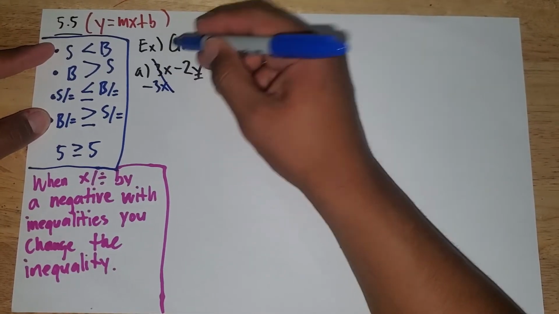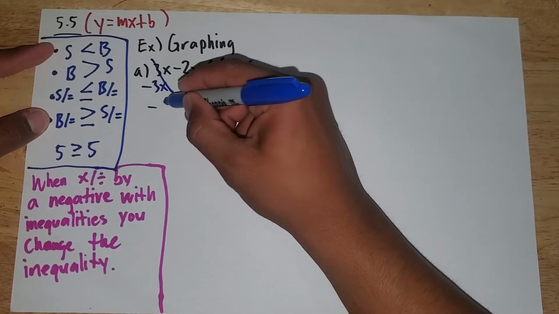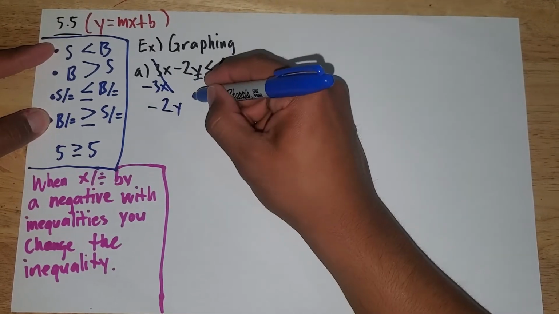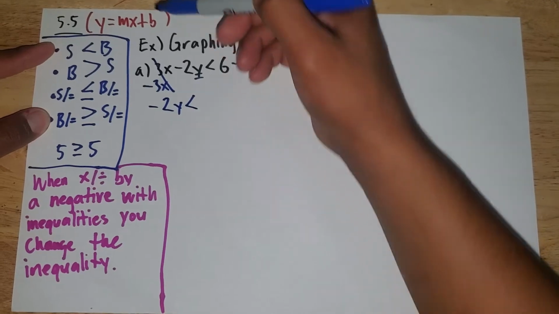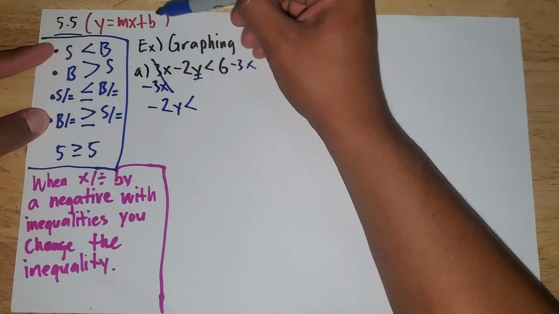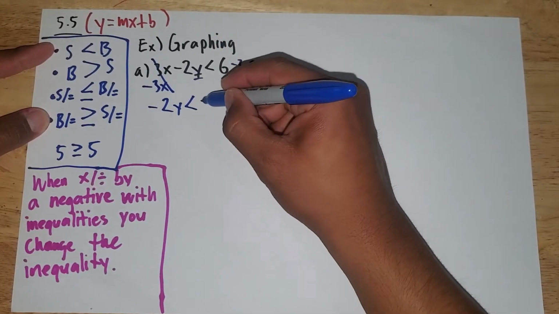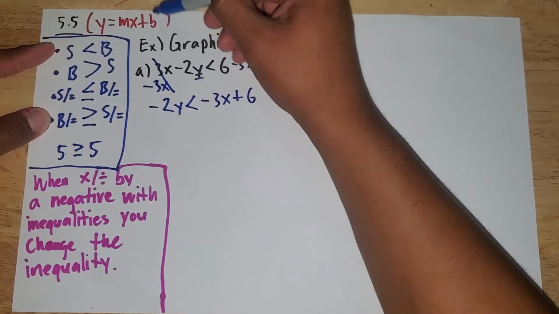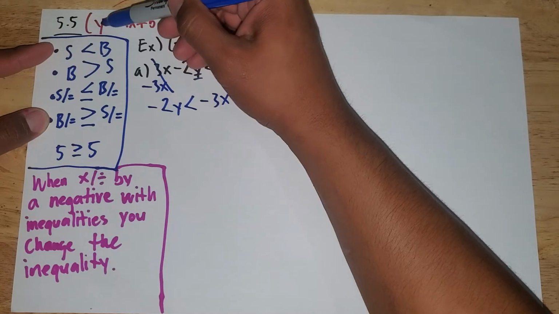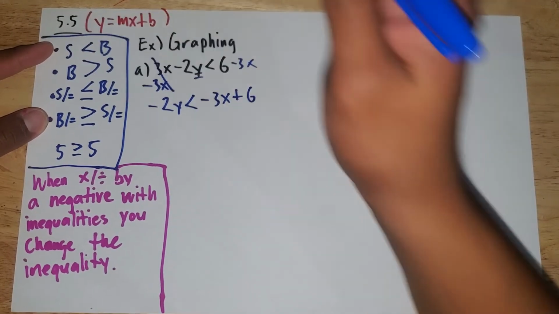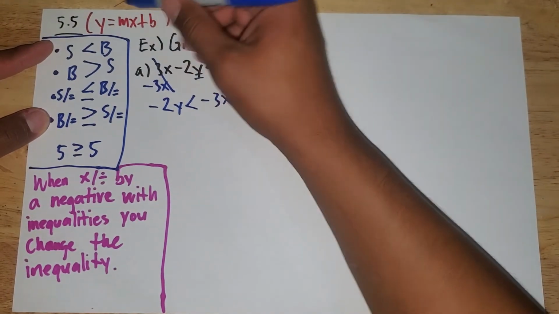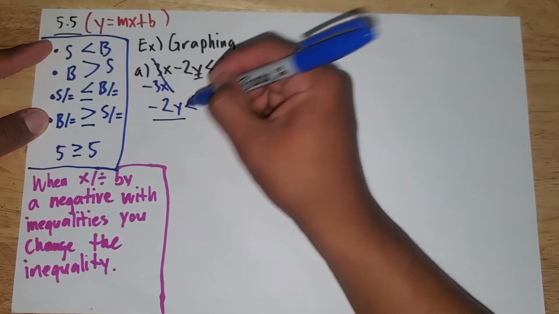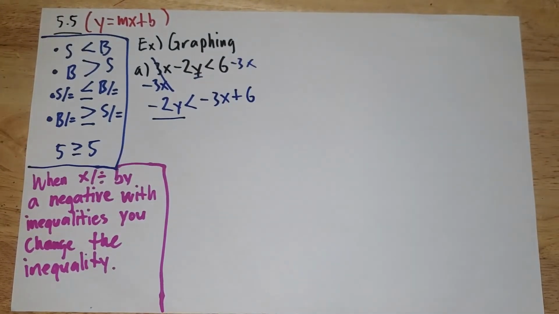This is going to cancel on the left-hand side, and I'm going to have negative 2y less than, and I'm going to write it again, x first, and then the y-intercept after. So 3x plus 6. Again, it's not the y-intercept until the y is isolated, so sorry if I made that confusion. But now I have to divide, and here's the key thing.